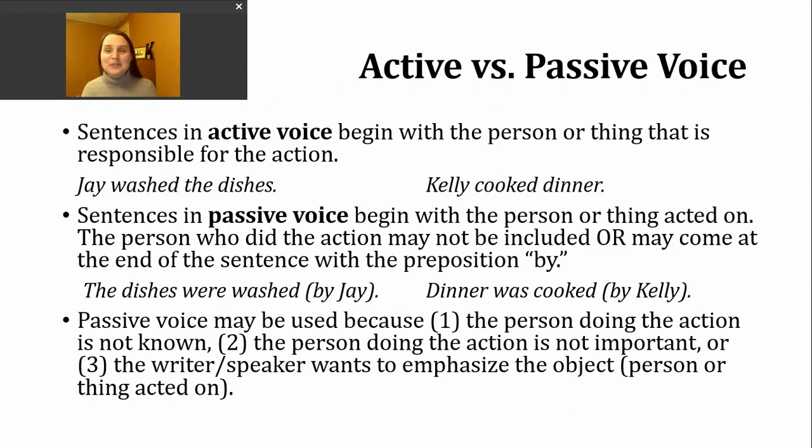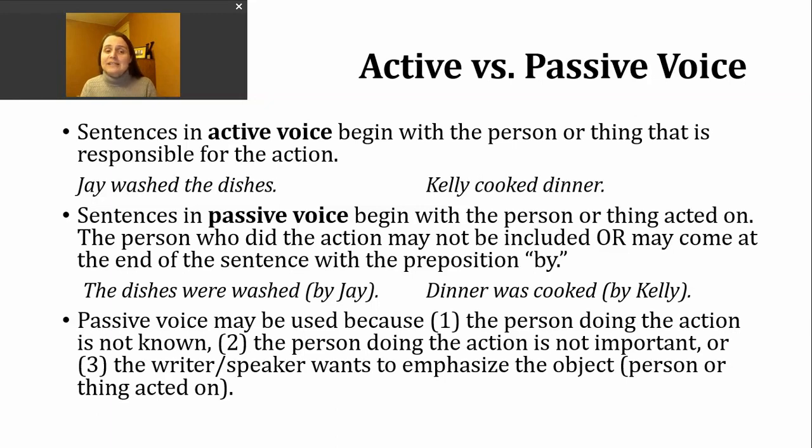And many students have asked me over the course of many classes, why do we have these different active versus passive voices? And there are a few different reasons. So passive voice might be used in some circumstances because the person who is doing the action or who is responsible for the action is not known.